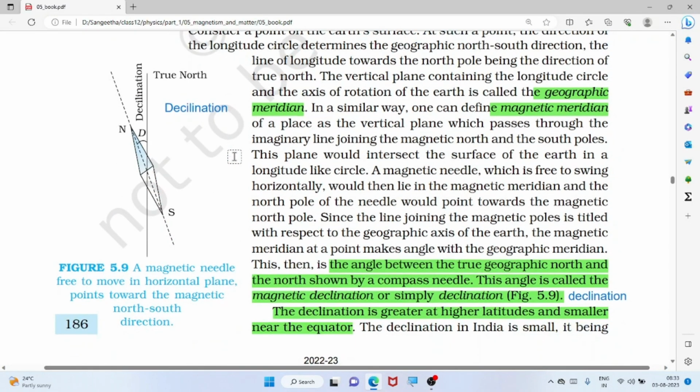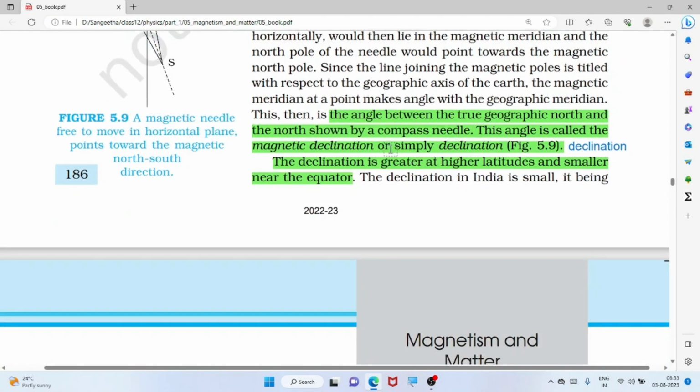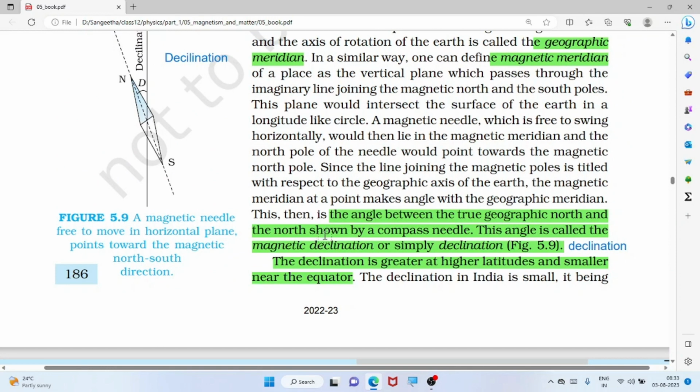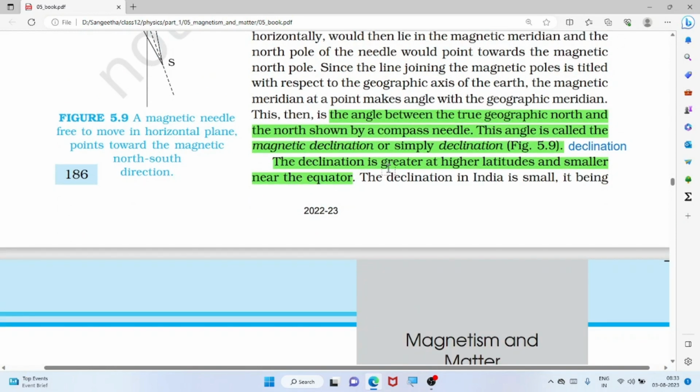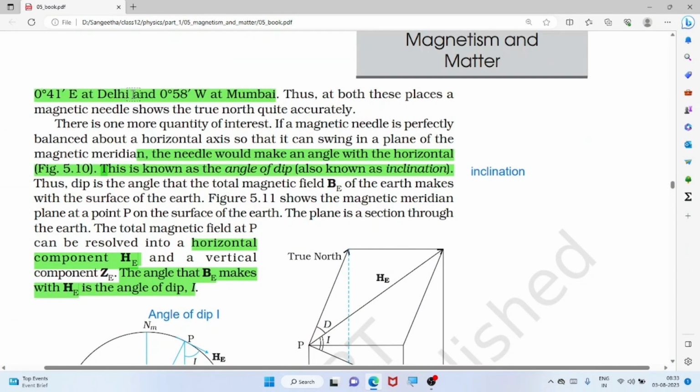Declination angle. Declination and dip. This is the declination: the angle between geographic north and the north shown by the compass needle. The compass needle shows a different north direction than the geographical north. The angle between them is the declination. That angle is greater at higher latitude and smaller near the equator, that is, near the pole it is higher. This is Delhi and this is Mumbai.